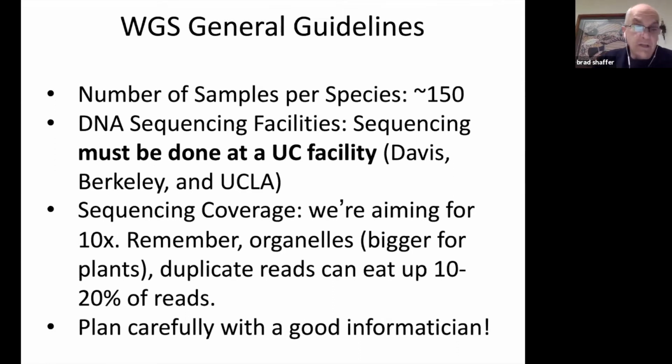We're aiming for 10x coverage for each of those 150 individuals for their full genome. And just as a thought, remember that organelles, which are somewhat bigger for plants because they've got big mitochondria and big chloroplasts, can eat up a bit of that. And duplicate reads can eat up, sometimes up to 10 to 20% of the reads, not always. So you might keep that in mind as you're targeting more or less 10x coverage.